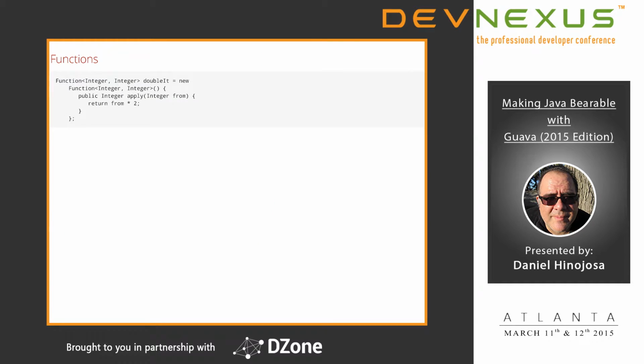Functions. So this is a function. This type here is for the type that's coming in. This type here is for the type that's going out. So I have a function here called doubleIt, which is going to take that integer and multiply it by 2. So this integer is going to come in. The name is from, so I'm going to take that from and multiply it by 2 and spit out the integer. Okay?